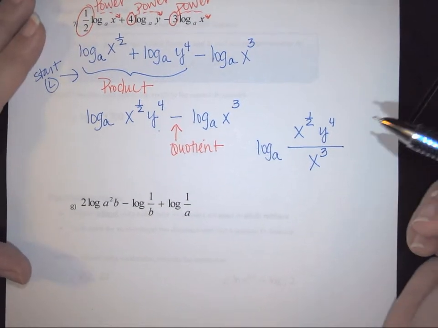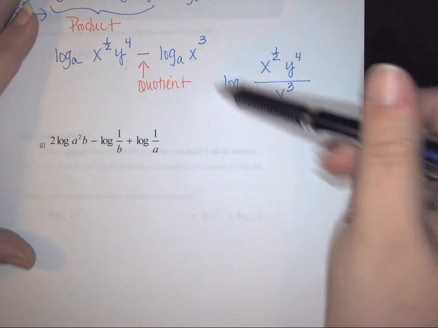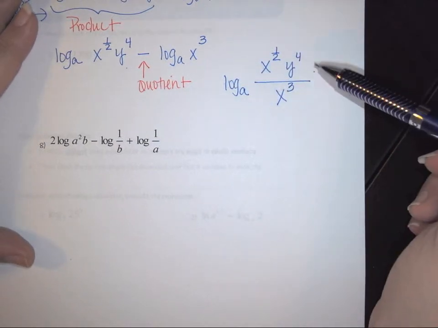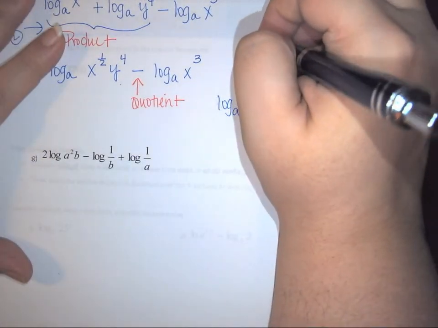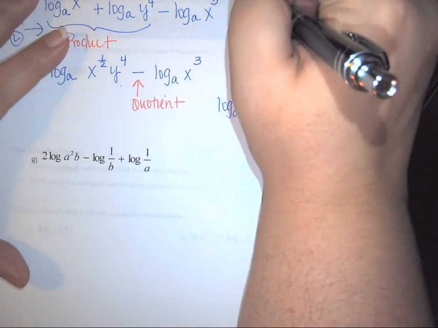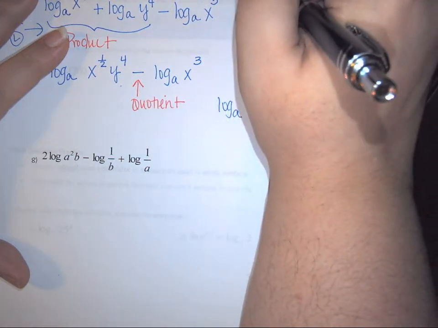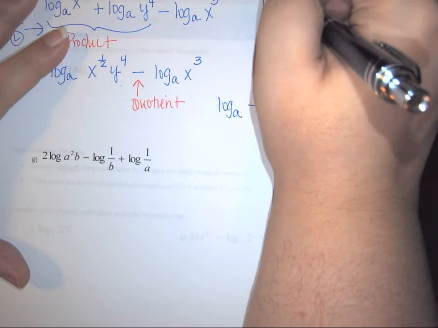And so here there's a couple things that can happen. First, we can leave it alone, and we can recognize that x to the 1/2 is the same as a radical, and so you could rewrite it as being log base a of y to the 4th square root of x all over x cubed.